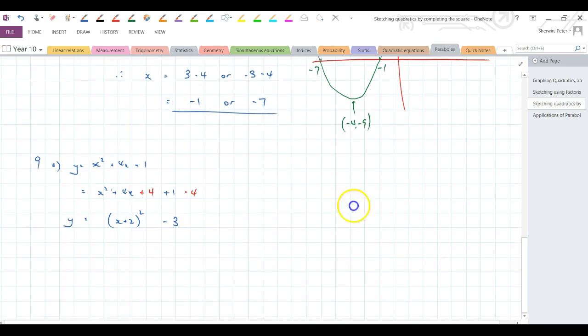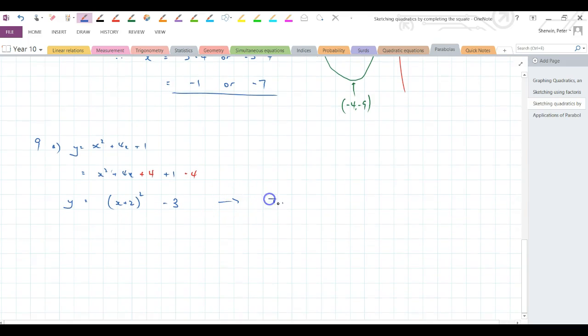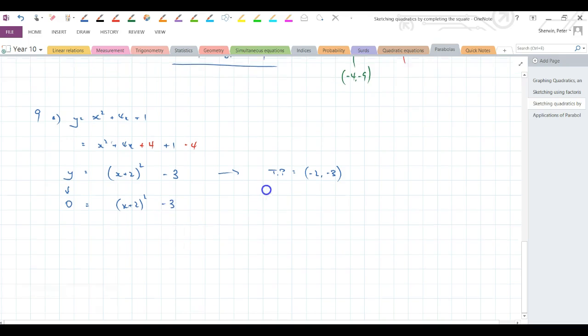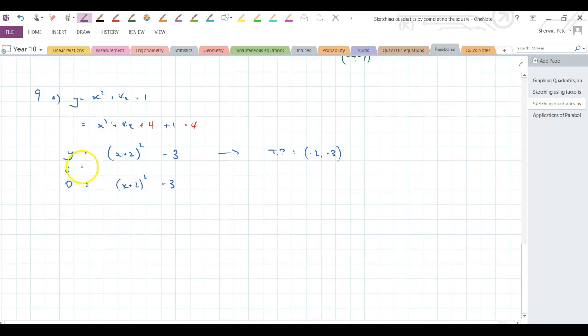This is y equals. What's my turning point? You tell me, shout it out loud. It's the opposite of that, isn't it? Minus 2, and then as that reads, minus 3. That's my turning point. I want to know what my x-intercepts are. So I make y equal to 0. 0 equals x plus 2 squared minus 3. Now my method here is to take my minus 3 over this side.